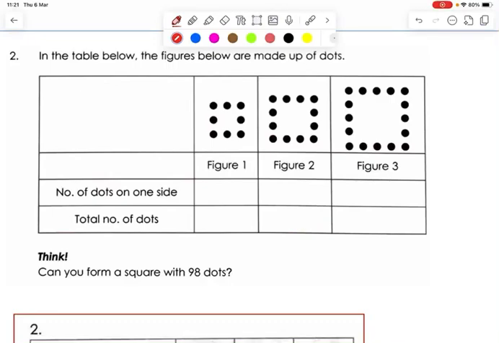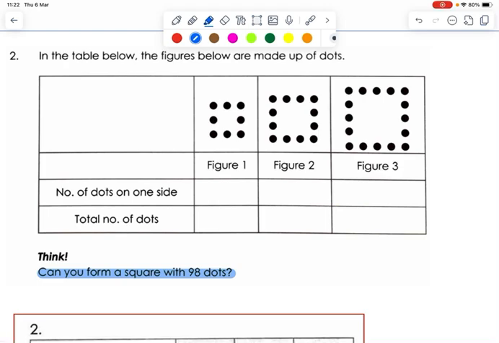Yesterday, a parent sent me this question, which she got from one of the tutors. She has a few tuition teachers anyway. What happened is that the tuition teacher gave this to her daughter, and she asked me how in the world she is going to solve the last part: can you form a square with 98 dots?